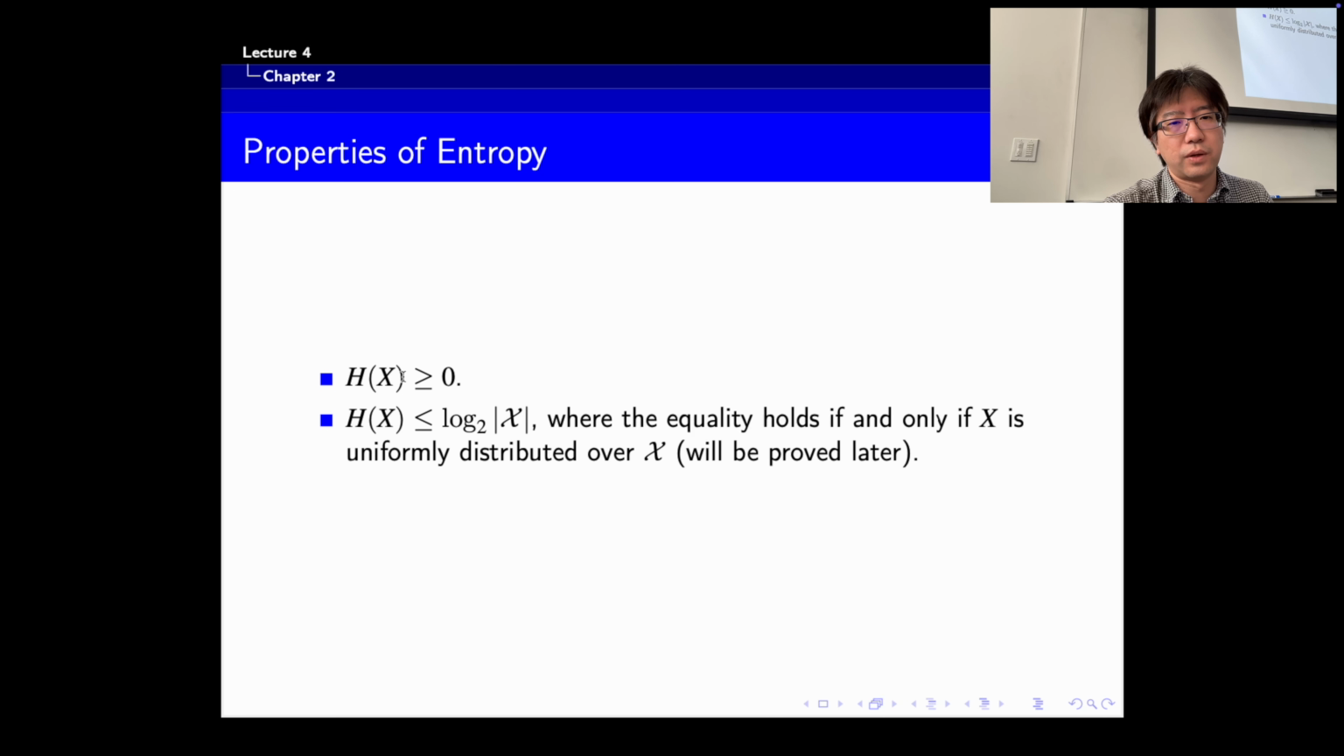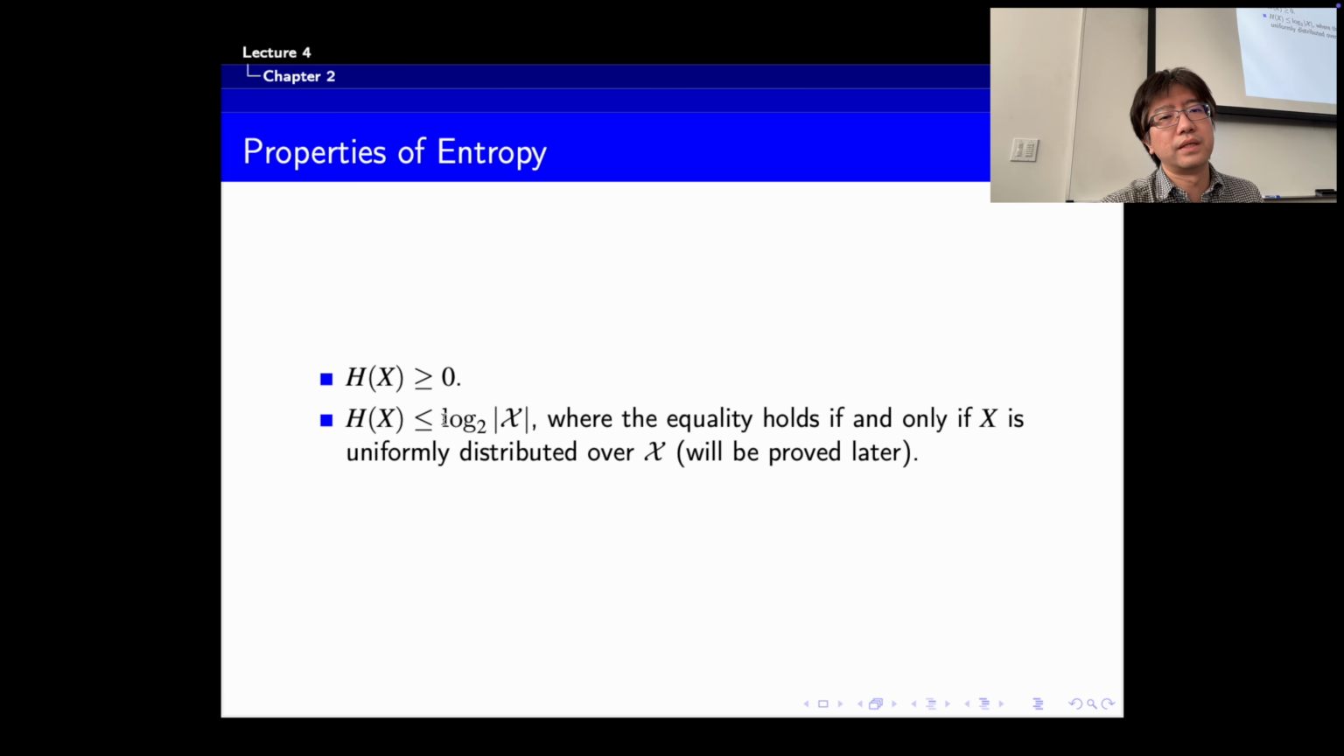There are some properties of entropy. The first one is that entropy is greater than or equal to 0. It's always non-negative, and we proved that in class. The second one is that the highest value of entropy is less than or equal to log base 2 of the cardinality of the set X. We're going to prove that later, and it is also relatively straightforward. One thing to note is that if and only if X is a uniform distribution, then this equality will hold.